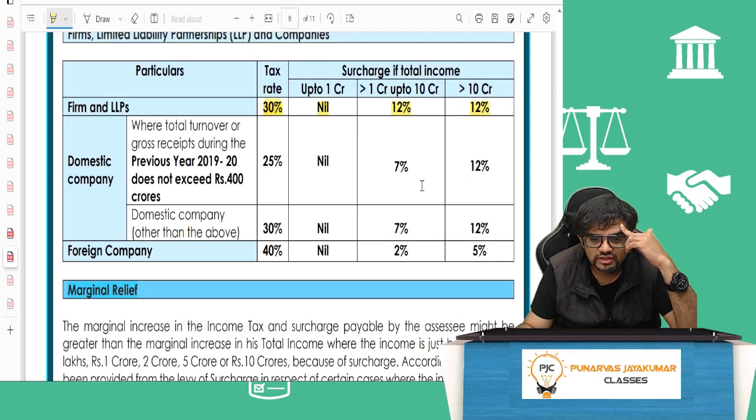Foreign company, you see down, foreign company. Foreign company tax rate, how much? 40%. Up to 1 crore, nil. 1 crore to 10 crore, since the rate is high, surcharge is a little less, 2%. For earning more than 10 crore, surcharge is 5%.